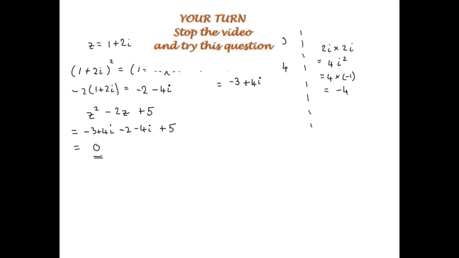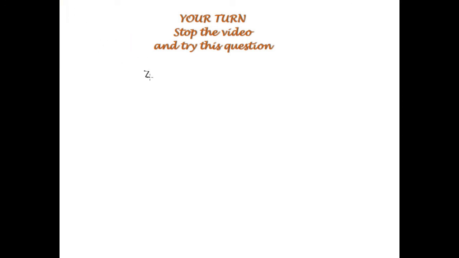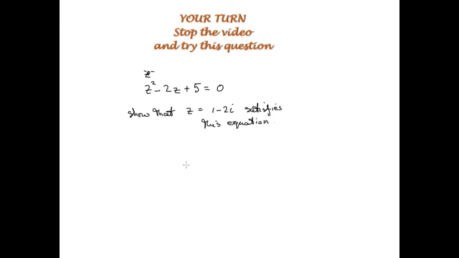So a question for you. Look at the equation z squared minus 2z plus 5 equals 0, and show that the complex number z equals 1 minus 2i satisfies this equation. In other words, it's a root of that equation. So stop the video, try that now.